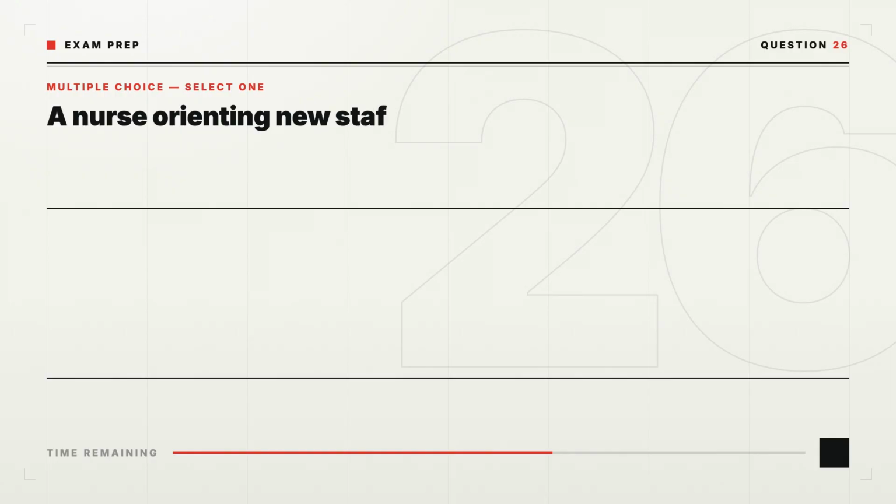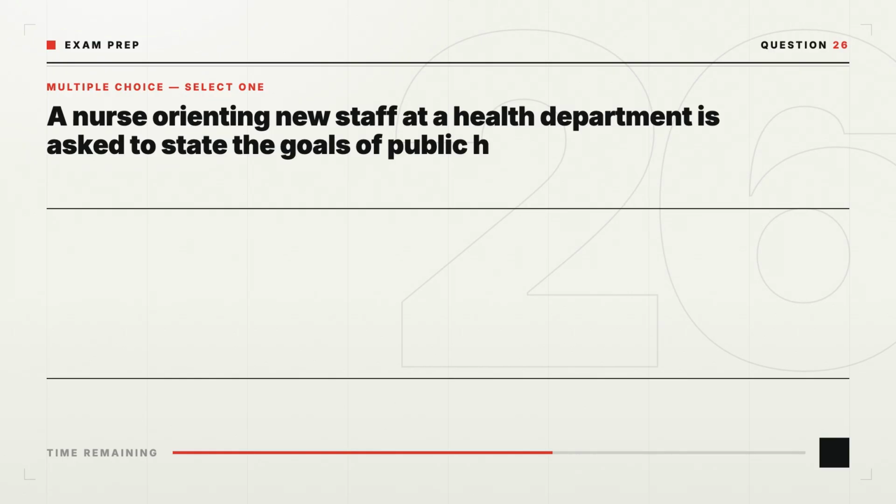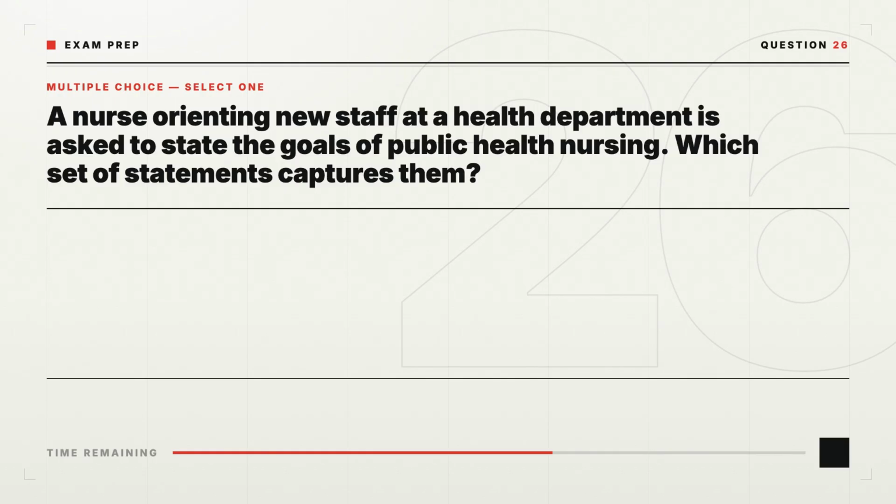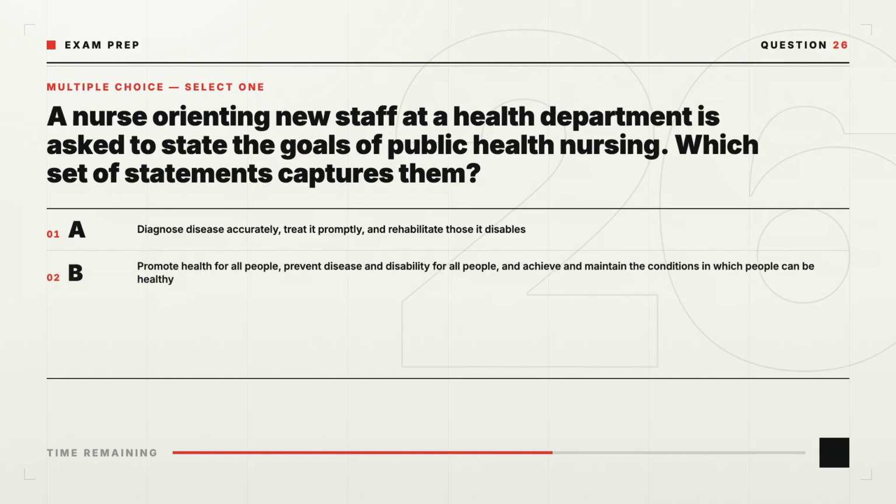Question 26. A nurse orienting new staff at a health department is asked to state the goals of public health nursing. Which set of statements captures them? Your options are: A. Diagnose disease accurately, treat it promptly, and rehabilitate those it disables. B. Promote health for all people, prevent disease and disability for all people, and achieve and maintain the conditions in which people can be healthy.